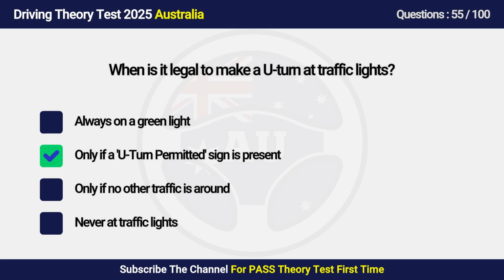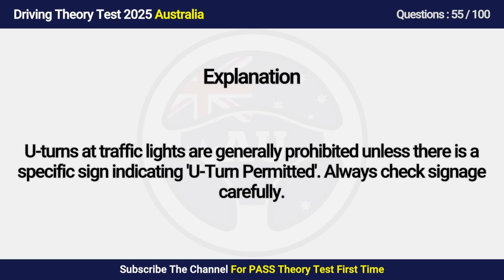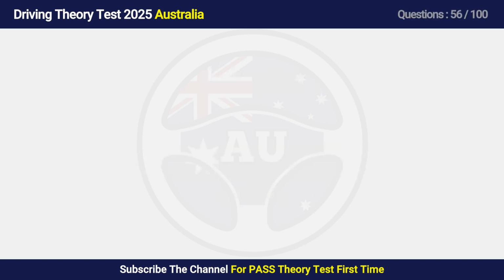Answers is B, only if a permitted sign is present. U-turns at traffic lights are generally prohibited unless there is a specific sign indicating permitted. Always check signage carefully.